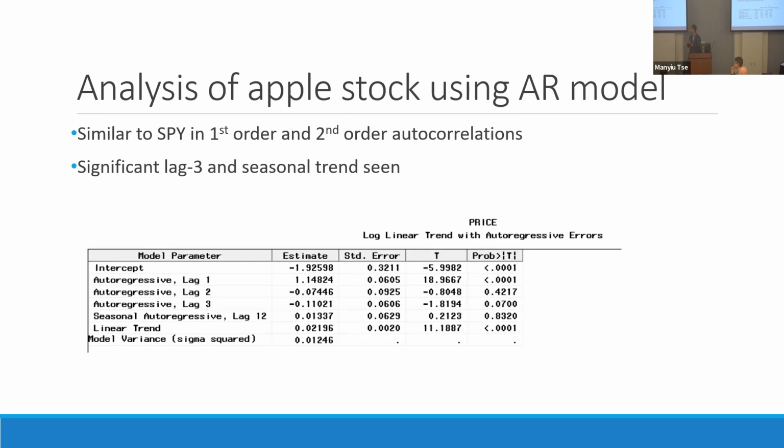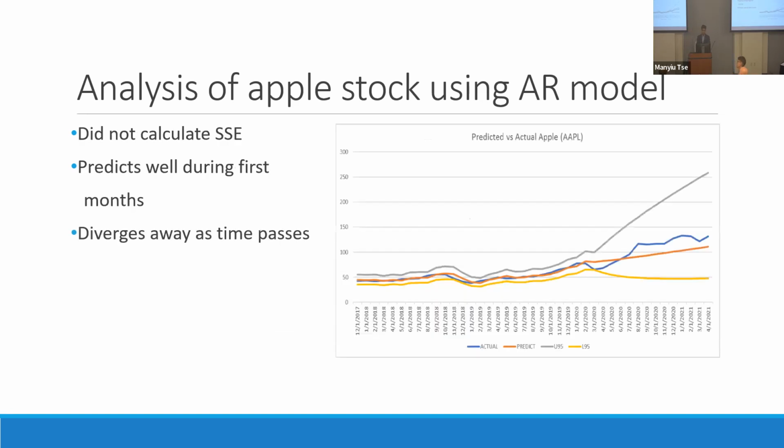But we also saw a significant lag 3 autocorrelation and a seasonal trend here. Lag 3 autocorrelation basically means how price changes of 3 months ago will affect the price changes of this month. And the seasonal autocorrelation is basically how the price changes of last year's particular month will affect the price changes of this year's particular month. So let's see how it did during the test period.